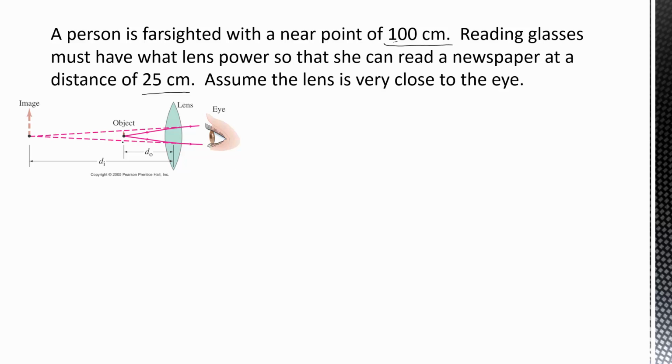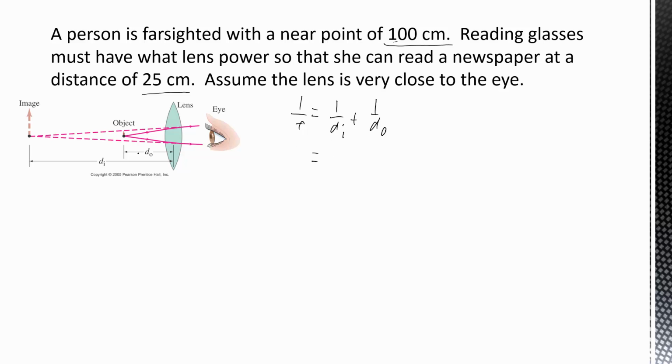So essentially, without glasses, we have to hold something way out here to see it, but now we're going to be able to move it up to this point and it will look like it's way out there, and so we will be able to see it when it's way up here. So we're going to use our thin lens equation, 1 over f equals 1 over di plus 1 over do. Focal length is what we're trying to solve for.